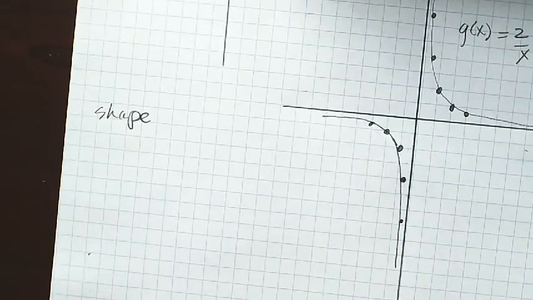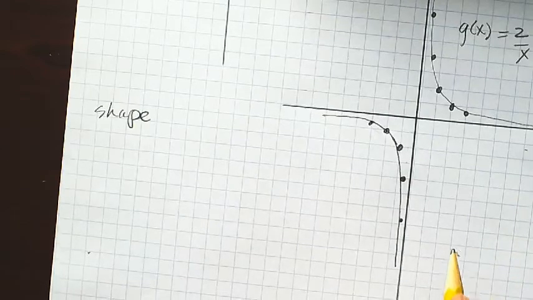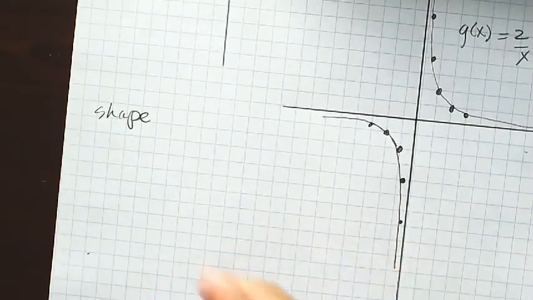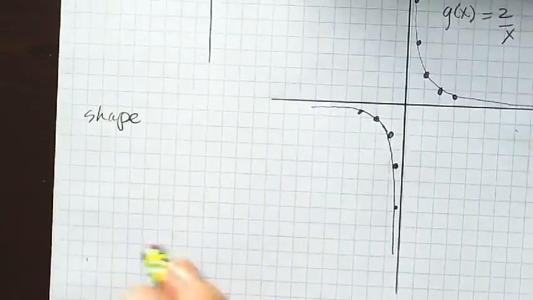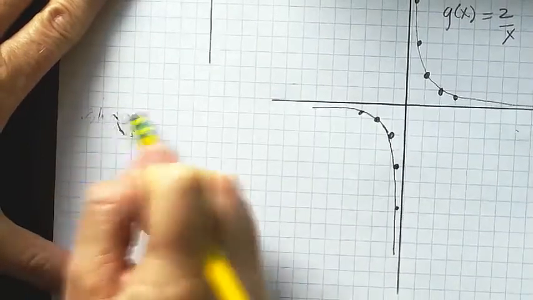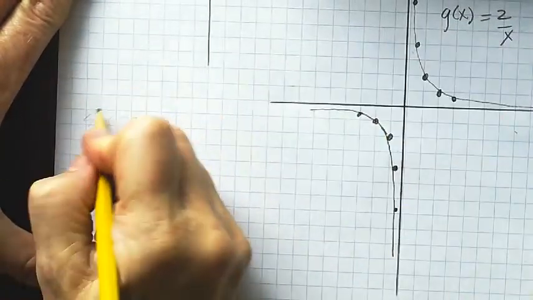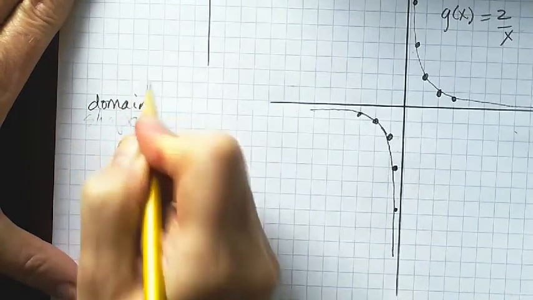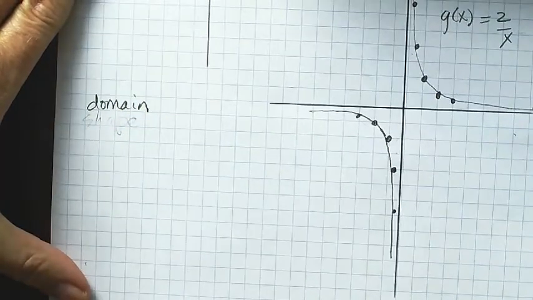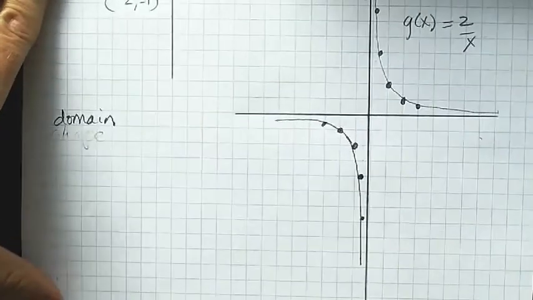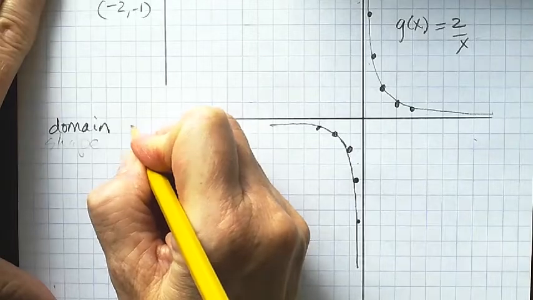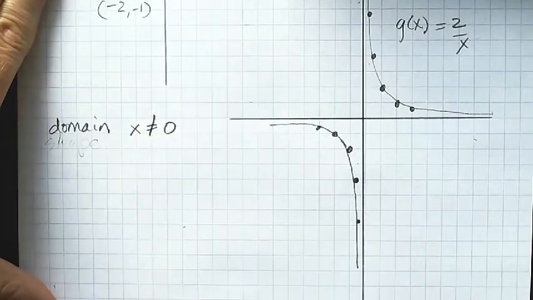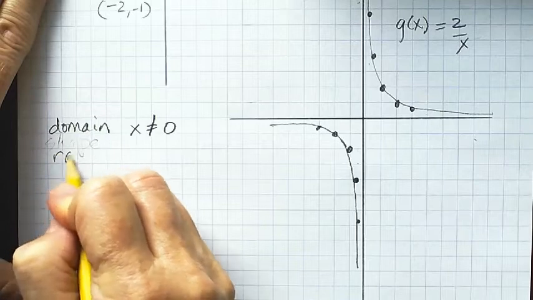let's see. I'm not going to worry about shape. Let's do domain and range first, because that's what is different here. The domain would be all numbers except 0. 0 is the only number where I don't get an output. So let's put x does not equal 0, and range.